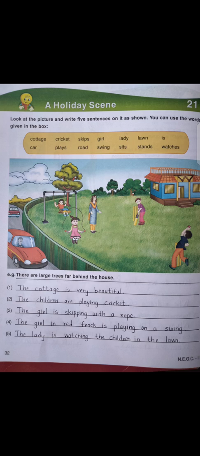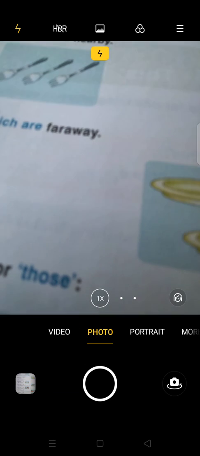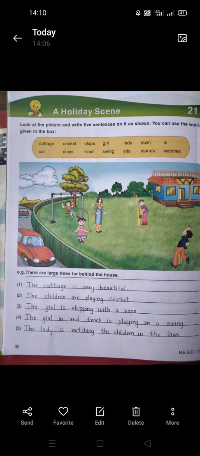So students, with the help of this picture, we have written 5 sentences, as I have told you and explained to you. We'll see the first sentence. Number 1. The cottage is very beautiful.